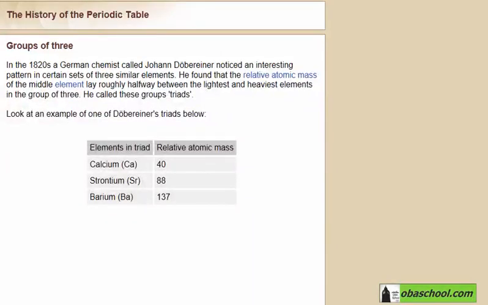Back in the 1820s, a German chemist noticed an interesting pattern in certain sets of three similar elements. He found that the relative atomic mass of the middle element lay roughly halfway between the lightest and heaviest elements in the group of three, and he called these groups triads. For example, calcium has a relative atomic mass of 40. Strontium, Sr, has a relative atomic mass of 88, and barium has a relative atomic mass of 137.